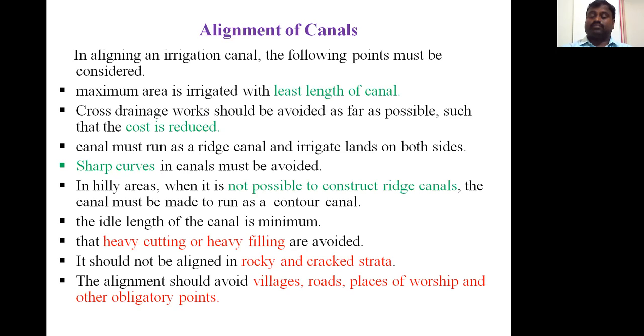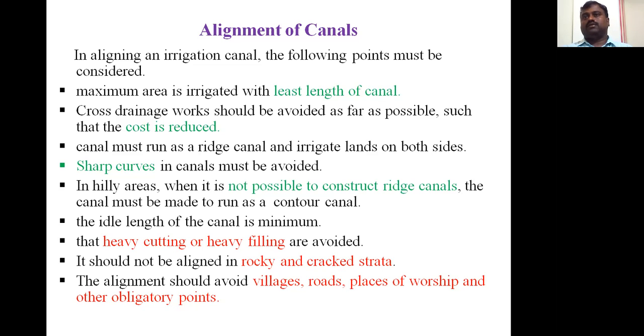And we are at the last content of today's session, that is alignment of canal. Before aligning any irrigation canal, some points should be considered or kept in mind. That is, when a canal is to be aligned, even the least length of canal should irrigate the maximum area. And as much as possible, cross drainage works should be avoided so that construction cost is reduced.